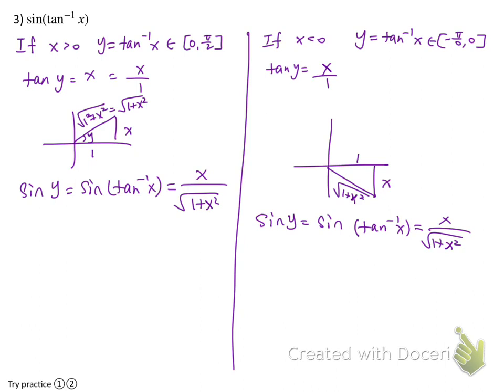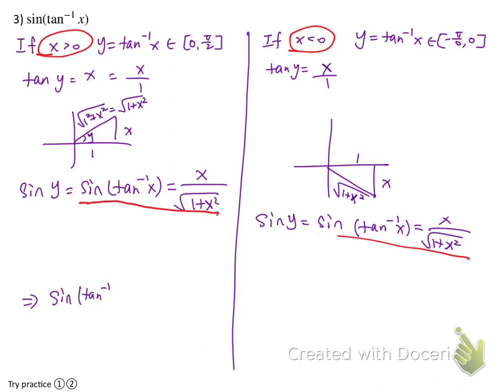So no matter whether x is positive or negative, my sine of tan inverse of x has the same expression in terms of x. So we know that sine of tan inverse x is x over square root of 1 plus x squared, regardless of whether x is positive or negative. Okay, now you can try practice number 1 and number 2.